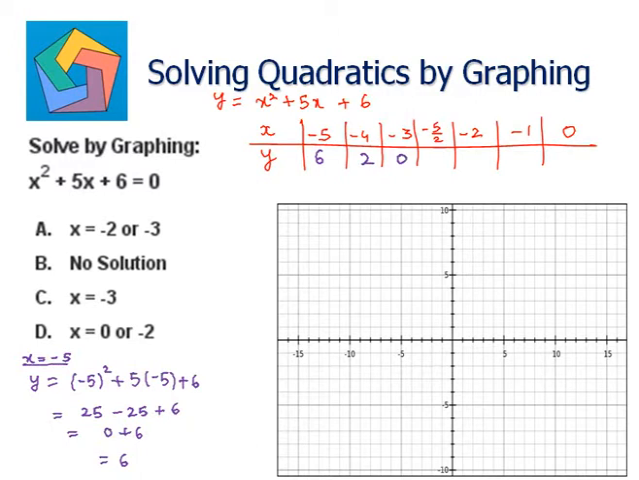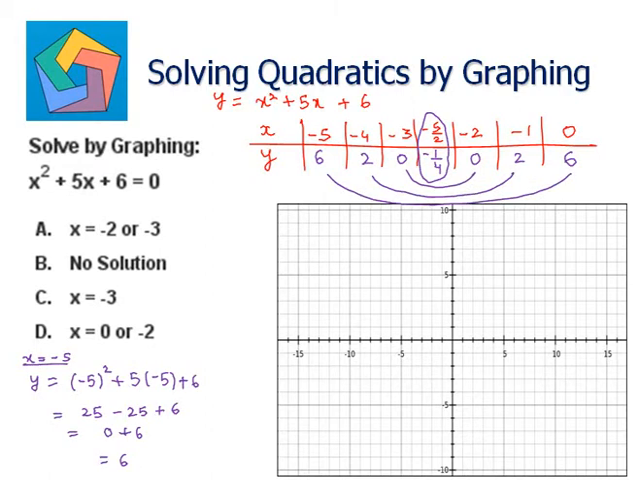At -5/2 we get -1/4. At -2 we get 0. At -1 we get 2, and at 0 we get 6 again. So we can see that this becomes the vertex point. Since a quadratic graph is symmetrical about the axis passing through the vertex, you can see around this the values are repeating themselves, that is, they are symmetrical.